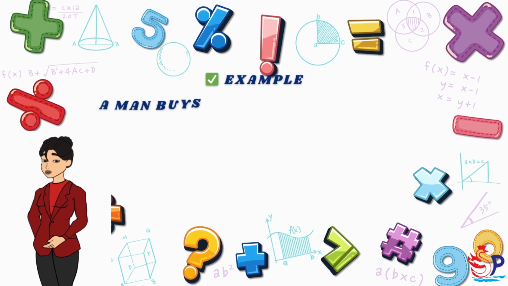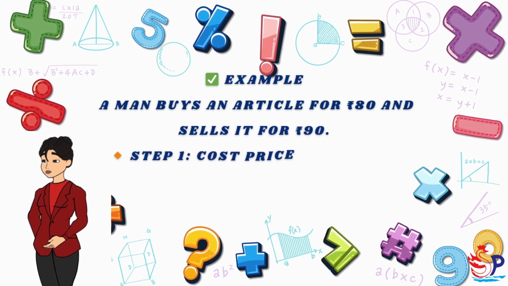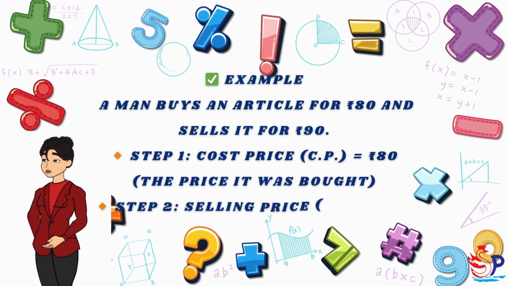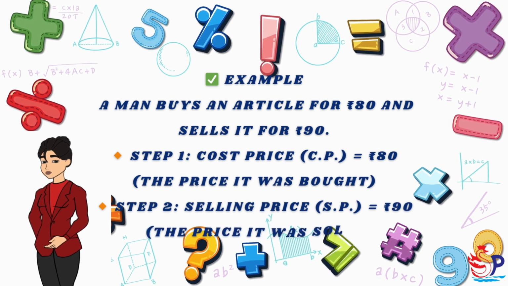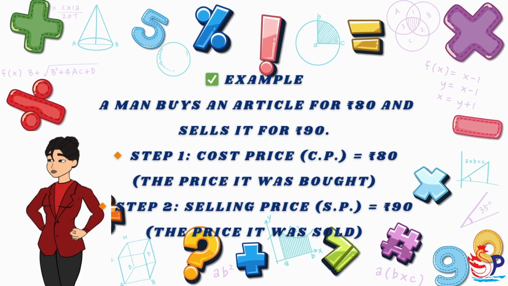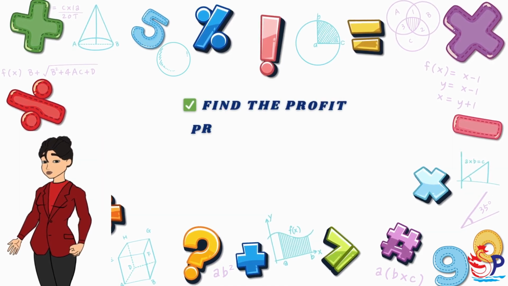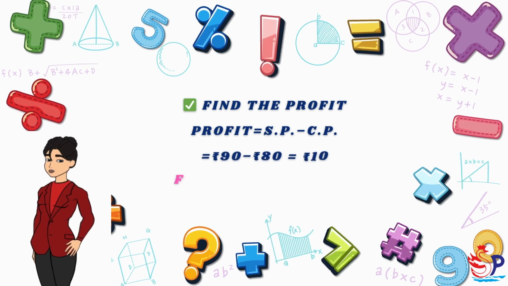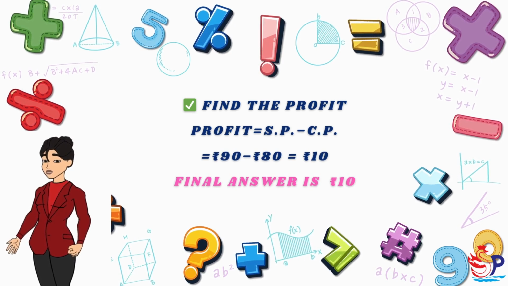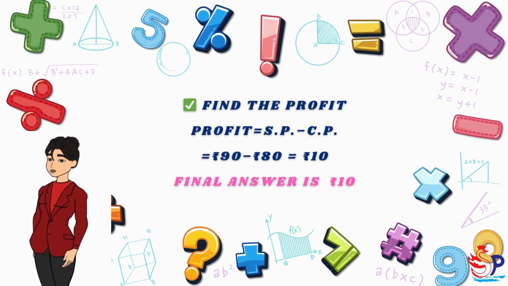Example: a man buys an article for 80 rupees and sells it for 90 rupees. Step 1. Cost price, CP, is equal to 80 rupees, the price it was bought. Step 2. Selling price, SP, is equal to 90 rupees, the price it was sold. Find the profit. Profit is equal to SP minus CP is equal to 90 rupees minus 80 rupees is equal to 10 rupees. Final answer is 10 rupees.